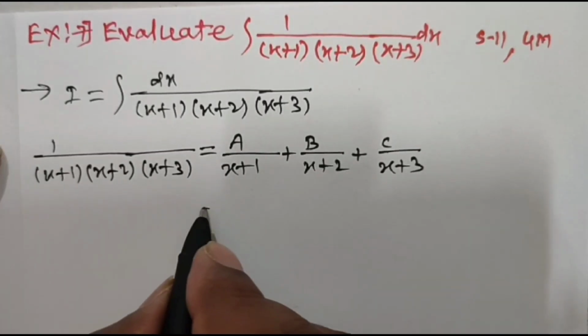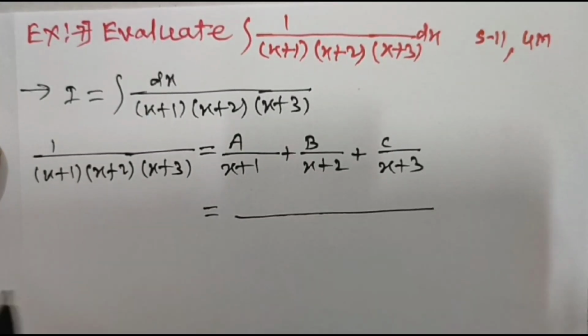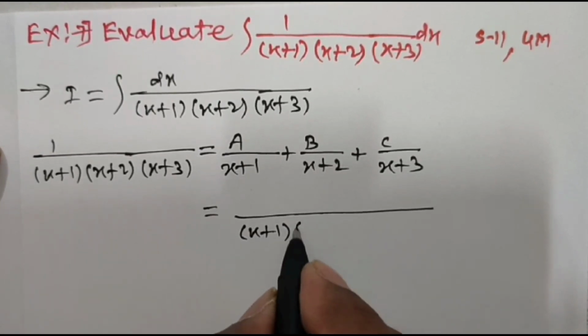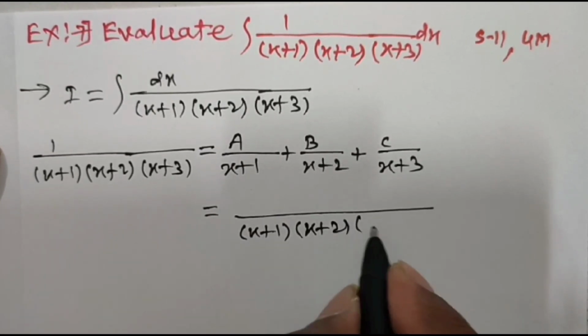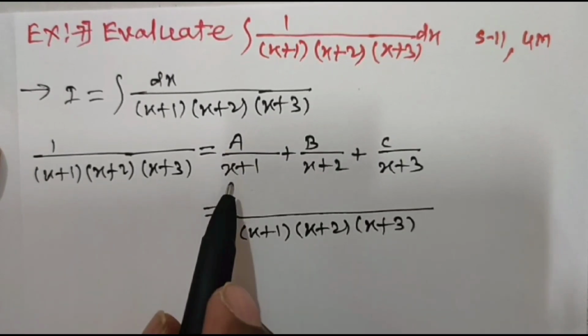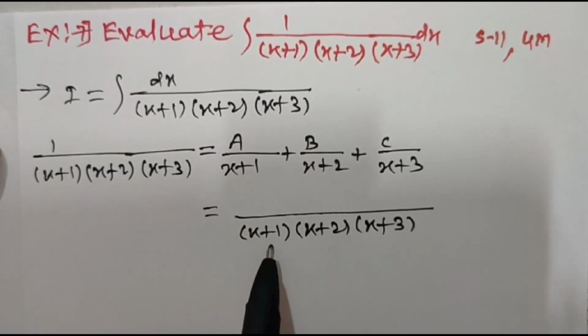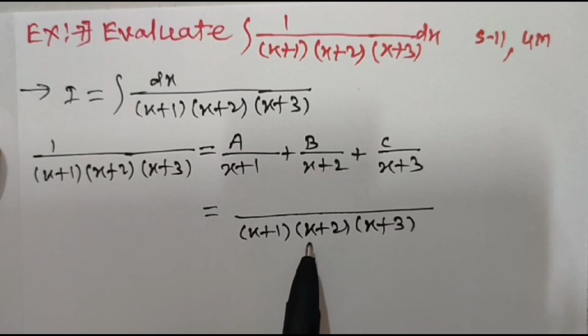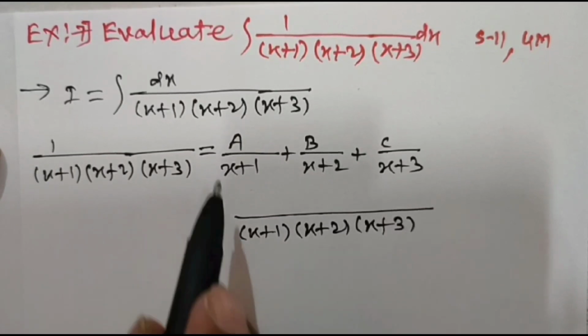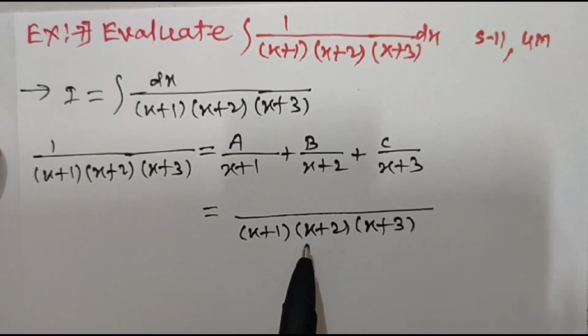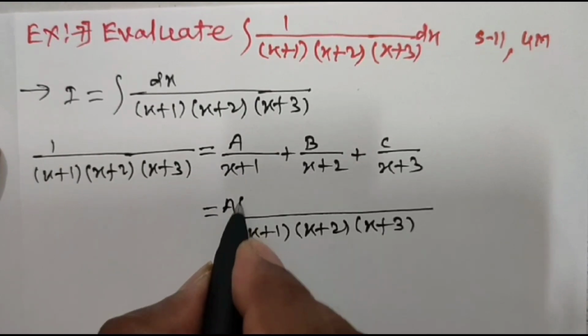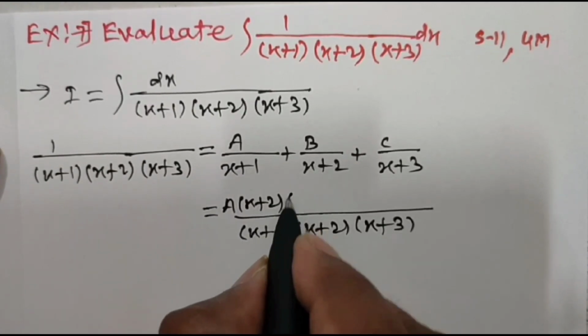Then taking the denominator of the left-hand side as the denominator of the right-hand side, (x+1)(x+2)(x+3), A upon x+1. This x+1 gets cancelled with this, and two factors remain, x+2 and x+3. We multiply A with these two factors: A(x+2)(x+3).